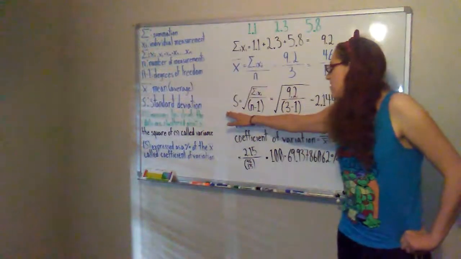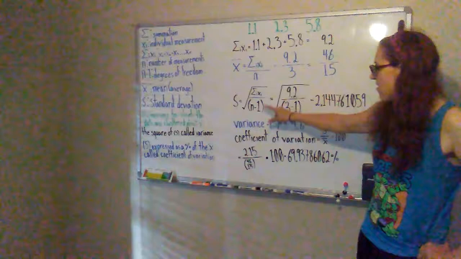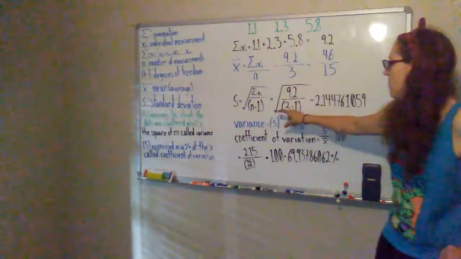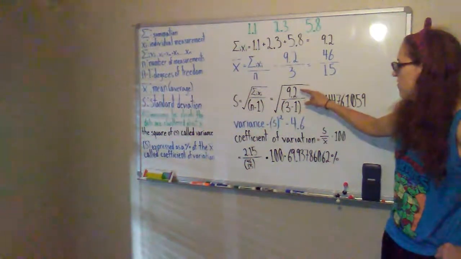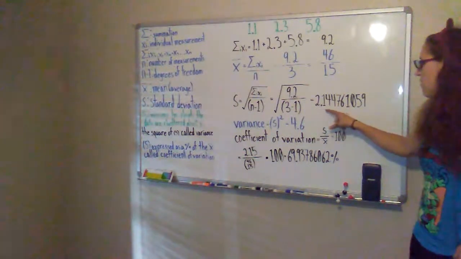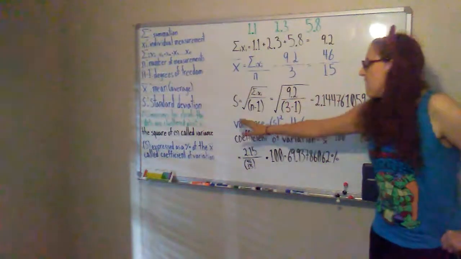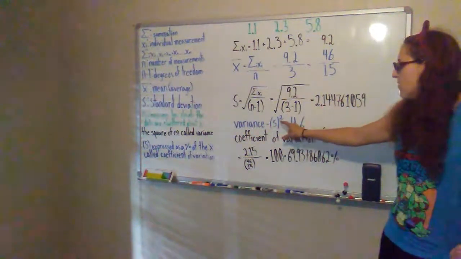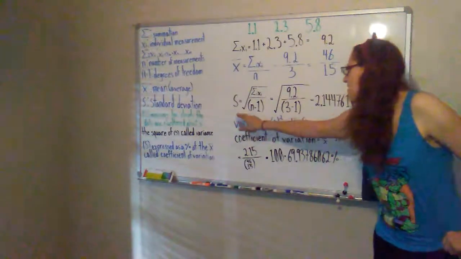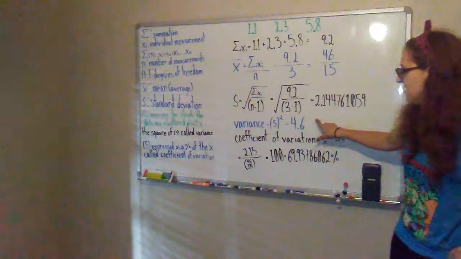The standard deviation is the square root of the summation of measurements over degrees of freedom. So that would be the square root of 9.2 divided by 3 minus 1, which gives us 2.144761059. The variance is the square of the standard deviation. So the square root and the square cancel out to give us 4.6.